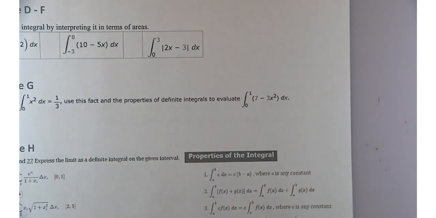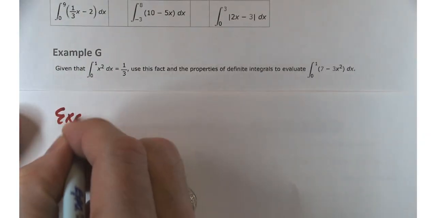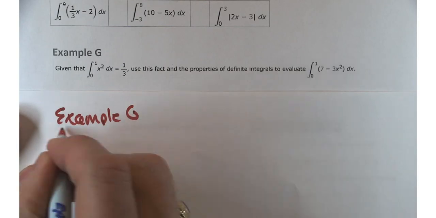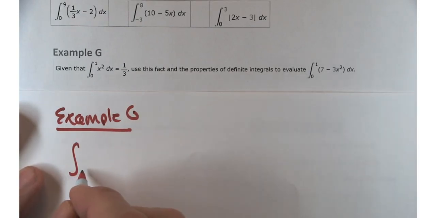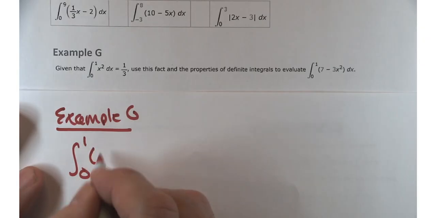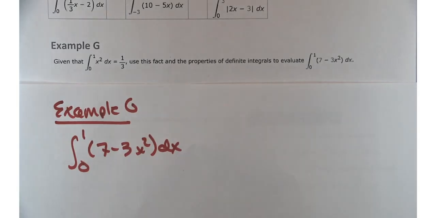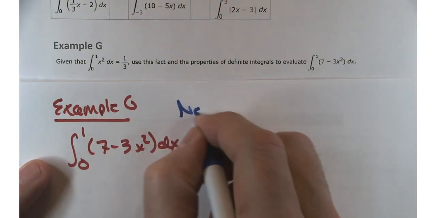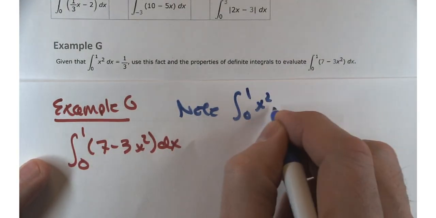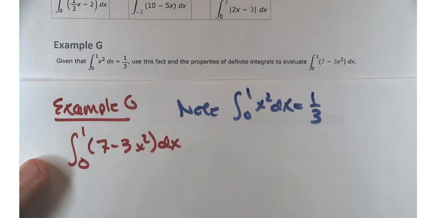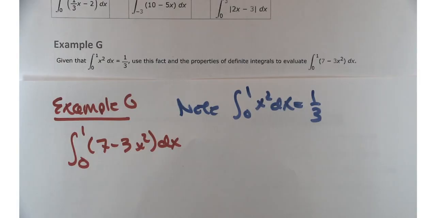So let's work with example G here, and we'll discover some of what's called the linearity properties of the integral. Example G: the integral from 0 to 1 of 7 minus 3x squared dx. As a side note, they did mention for us that the integral from 0 to 1 of x squared dx is 1/3. Okay. Well, there's some properties of integrals that we're going to use here.